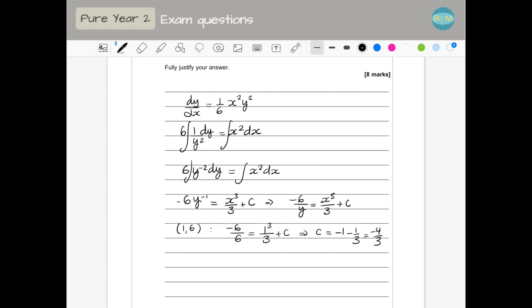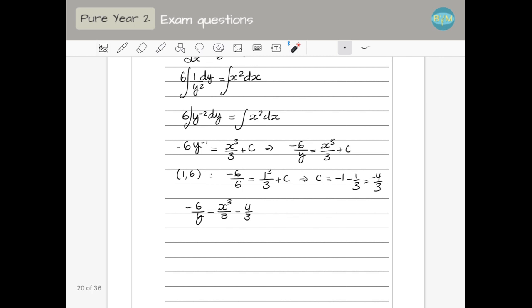So my function, we are going to write it this way: minus 6 divided by y equals x cubed divided by 3 minus 4/3. We can rearrange or not, but that's our function. And now we have to show that this curve cuts the x or the y axis only once.